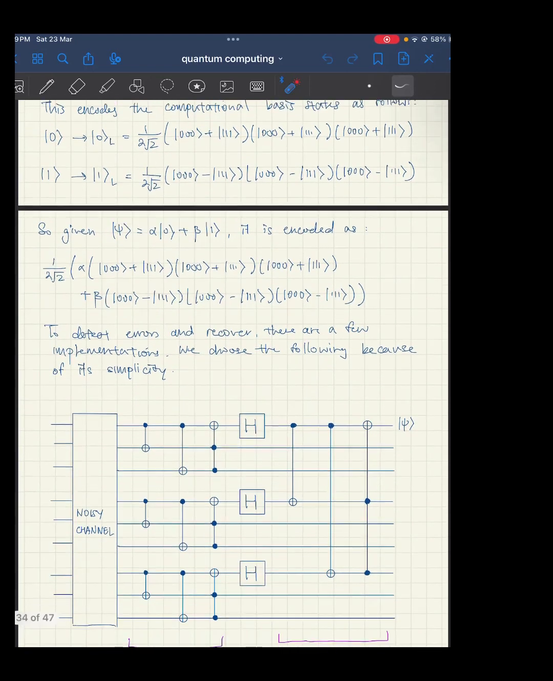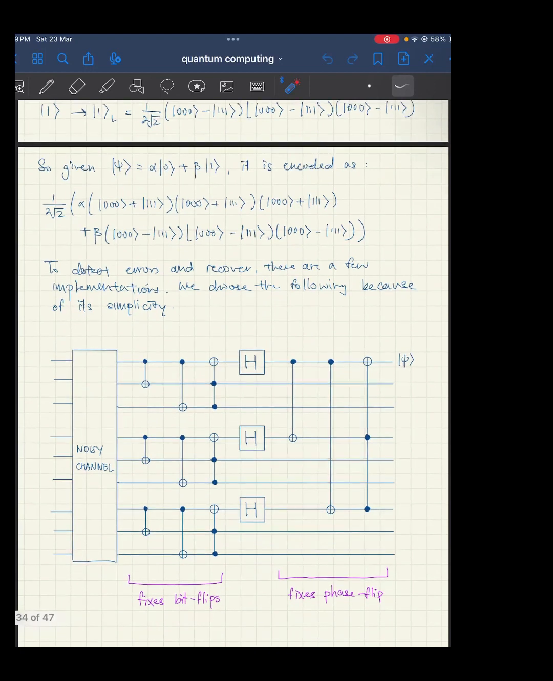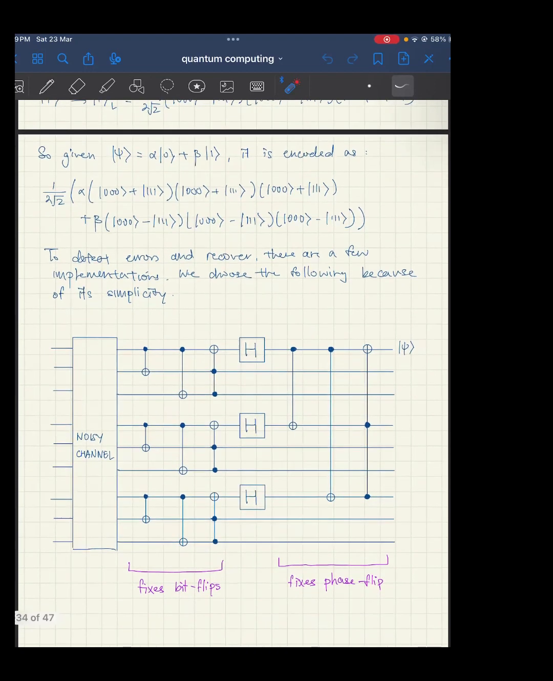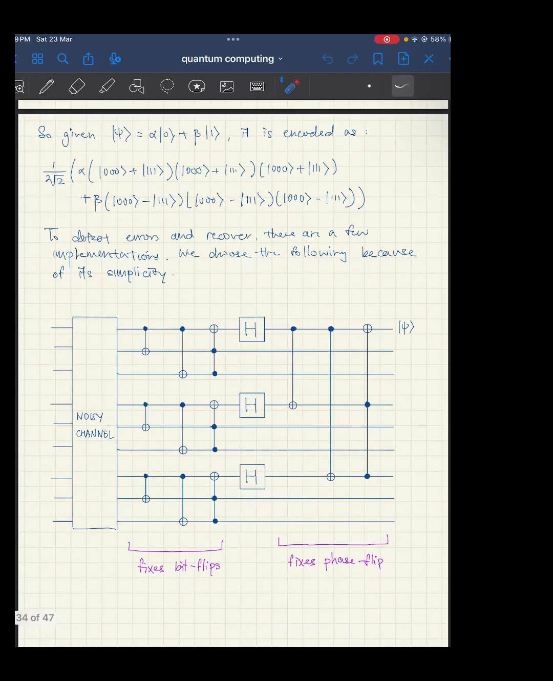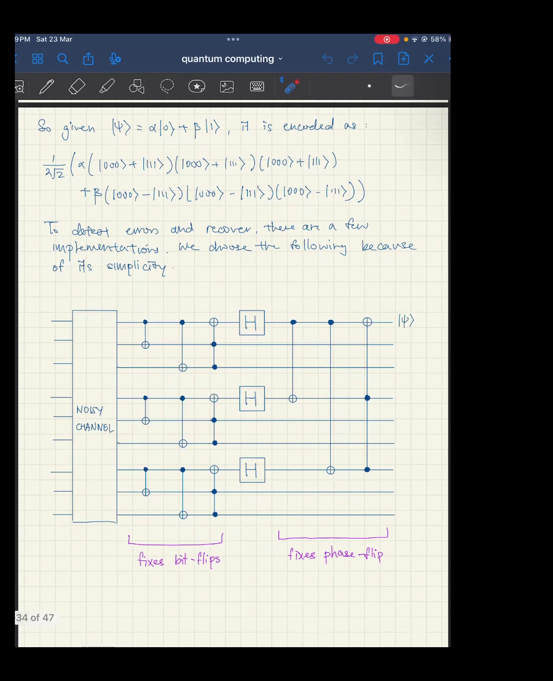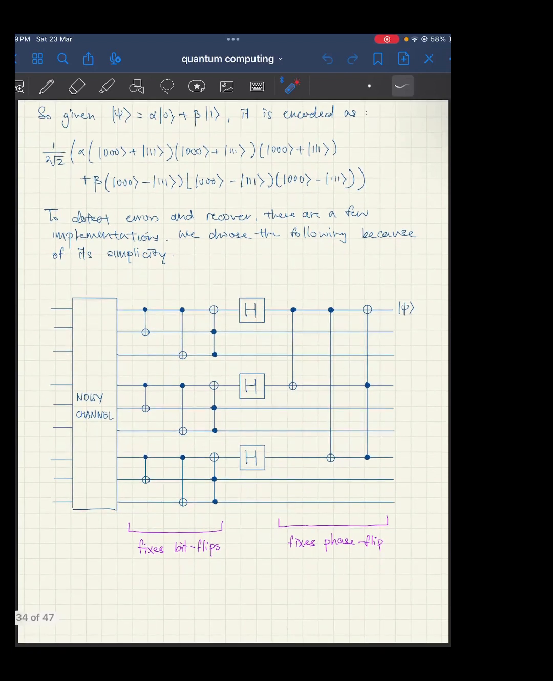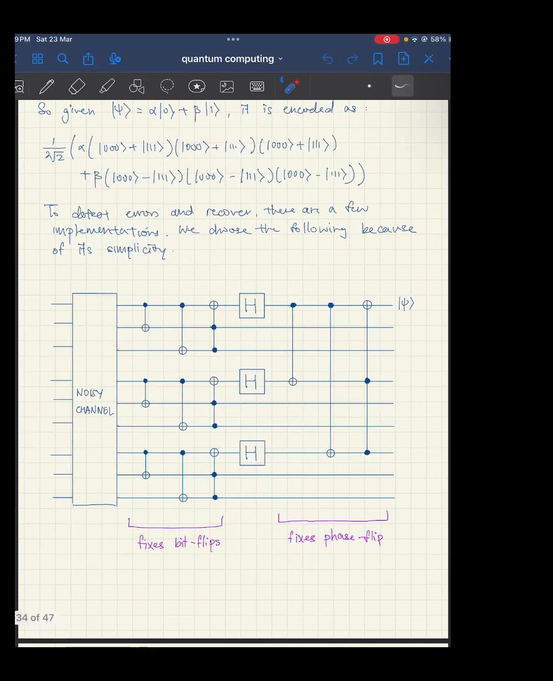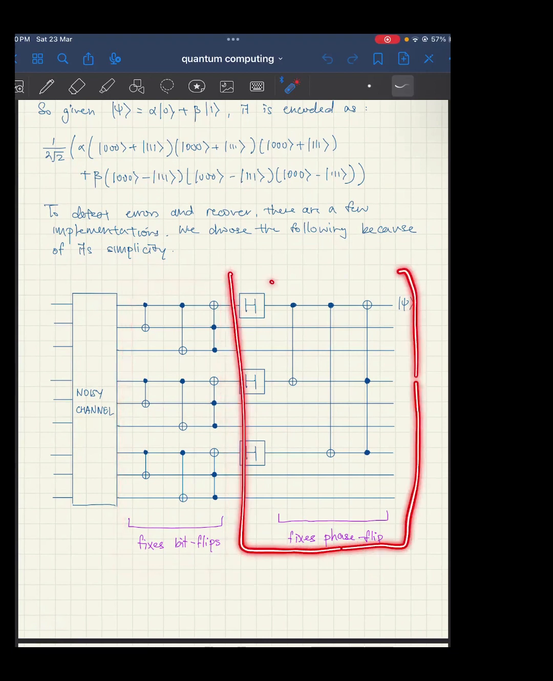So how does this work? To detect errors and recover, there are a few implementations, but for this we chose the implementation that we thought was the simplest, which uses a bunch of CNOT gates and these Toffoli gates. So the recovery is as such. We have the bit flip section first, and then we have the phase flip afterwards, the recovery for the phase flips.